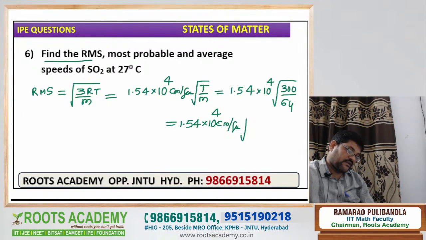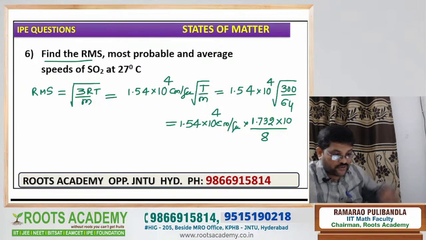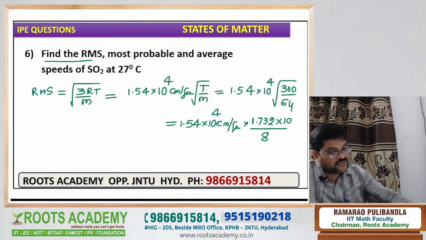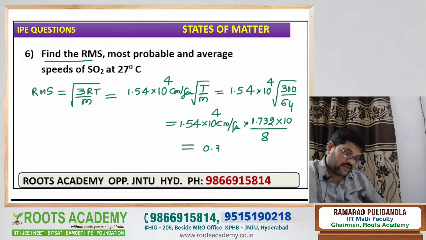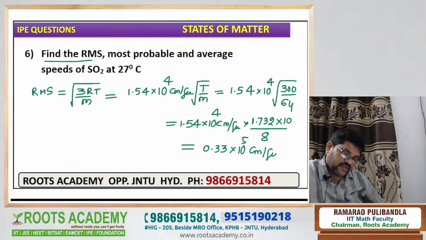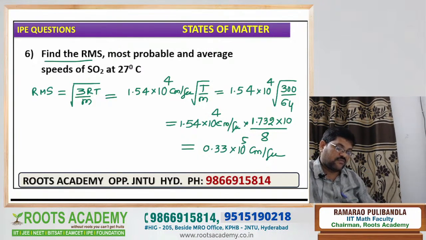So root 300 means what? Root 3 is 1.732, into root 100, which is 10. By 8, understood? Simplified, you get the value. Easy logic, no confusion. Now you get 1.54 into 1.732, divided by 8. You get 0.33 into 10 power 5 centimeters per second. Yes, that is the RMS velocity.